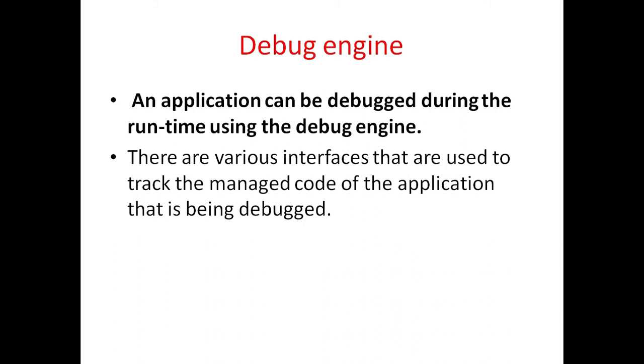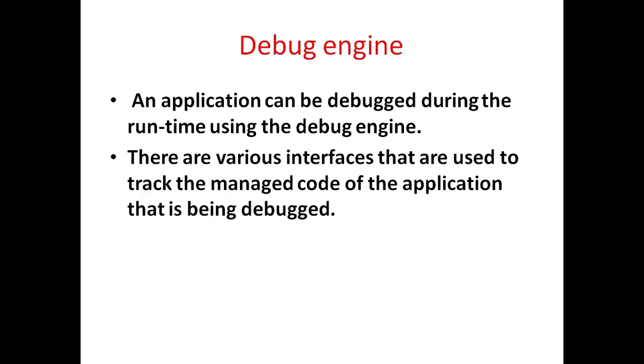Next is debug engine. An application can be debugged during the runtime using the debug engine. There are various interfaces that are used to track the managed code of the application that is being debugged. You can give a breakpoint in a program at a particular line to return to the coding window to check the program execution, or you can open the locals and watch windows in the debugging mode to check the values. The locals window shows the values of all locally declared variables, whereas the watch window shows the value of complex expressions.